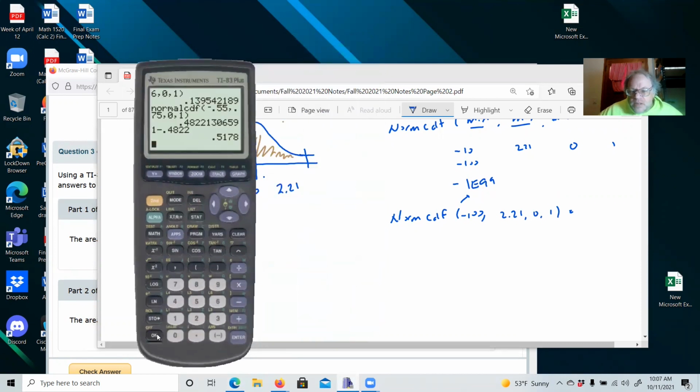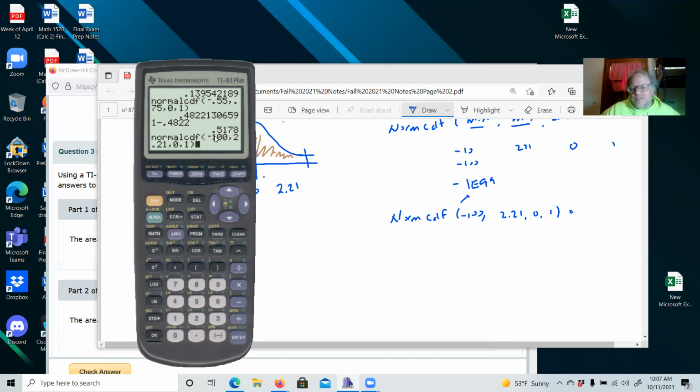So we have stat, second function, distribution here. We want normalcdf, enter, and we're going to say negative 100. Oops, I want zeros there, not decimal places. Comma, where we're going up to is 2.21, and then 0 and 1. To 4 decimal places, this will be just fine.